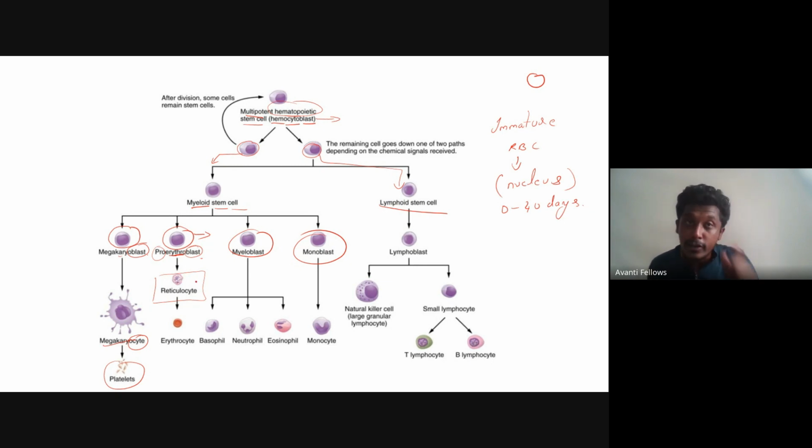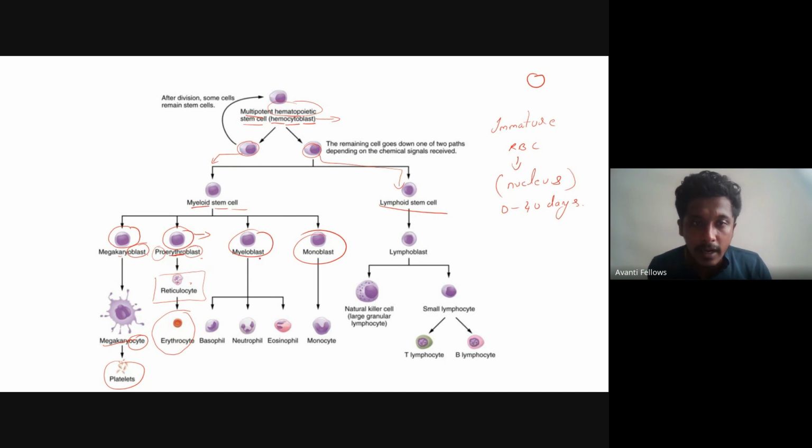Reticulocytes are called immature RBCs. They have a nucleus. Got it? So it will later mature after 40 days. What will it become? It will become a functional erythrocyte or red blood cell. Okay, so done. I hope you have understood till this part. I'll go for the next one.